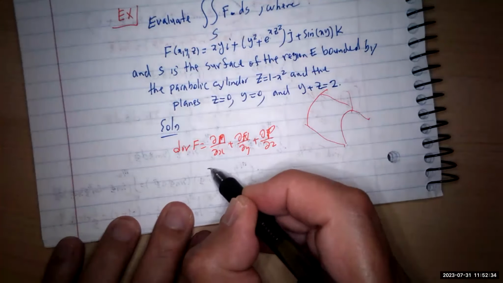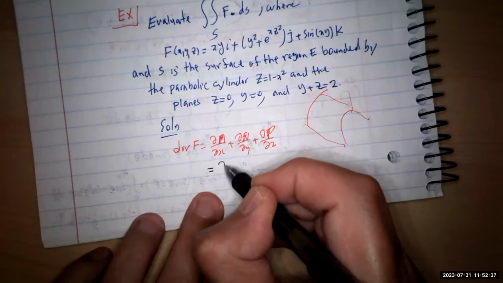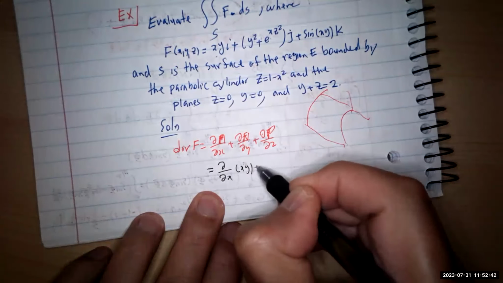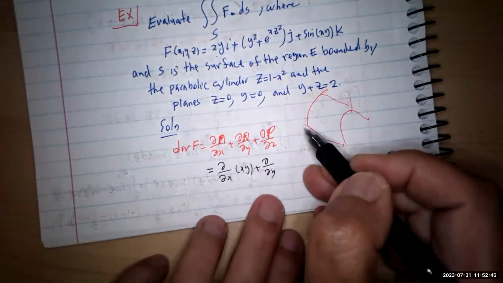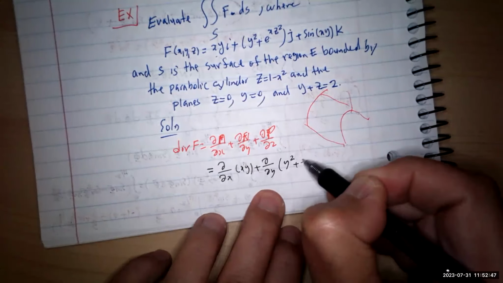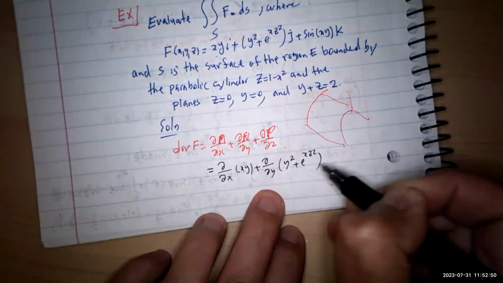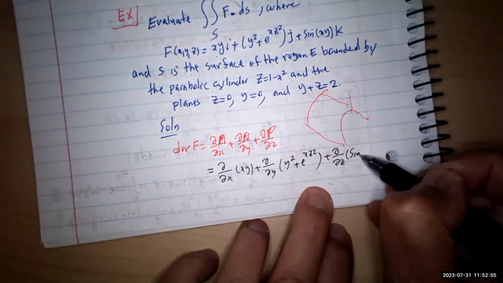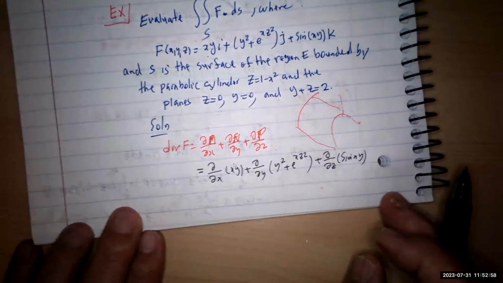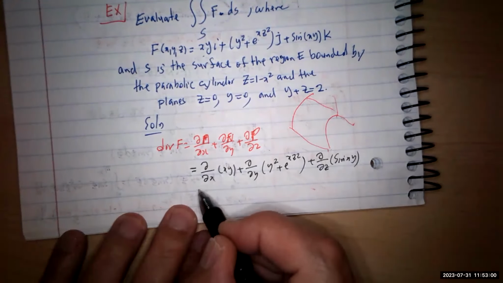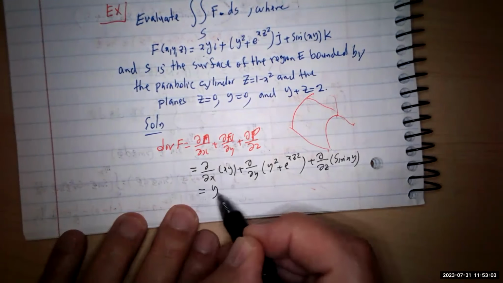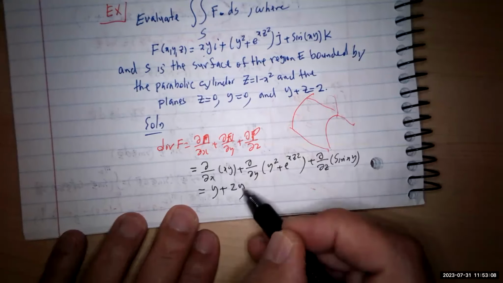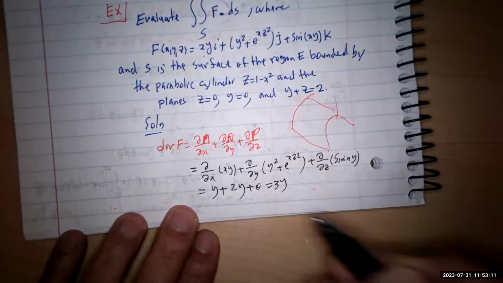So if you do the first one, I rewrite it. It's going to be the partial with respect to x of the first function, which is x times y, plus the partial with respect to y of the second function, which is y squared plus e to the x z squared, plus the partial with respect to z of the third function, which is sine of xy, a scalar function. The derivative of the first with respect to x would be y. The second with respect to y would be 2y. And the derivative of the last one would be 0. So we get 3y. Nice.